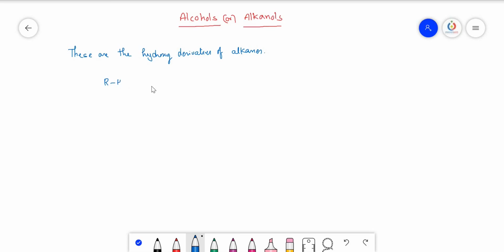If you take an alkane, we know that this is a general alkane. If one of these hydrogens is replaced by an OH group and we get ROH, which is called the alcohol. So alcohols are usually called the hydroxy derivatives of the alkanes. So in today's session, let us see initially the classification of alcohols.